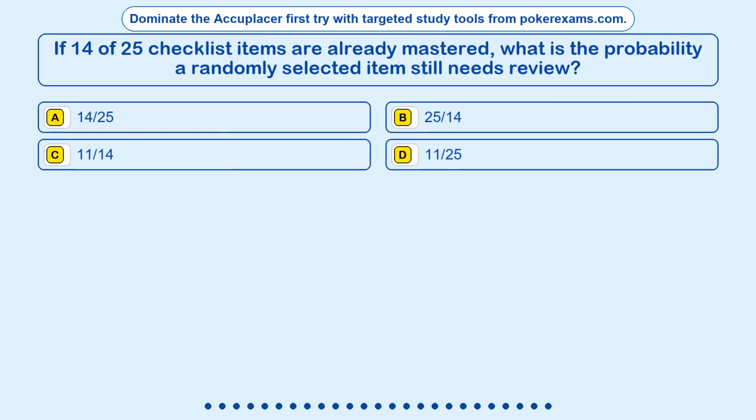Question 10. If 14 of 25 checklist items are already mastered, what is the probability a randomly selected item still needs review? Option A, 14/25. Option B, 25/14. Option C, 11/14. Option D, 11/25.